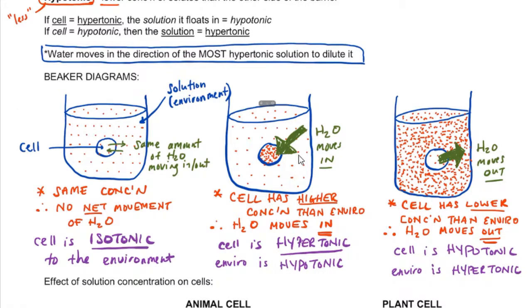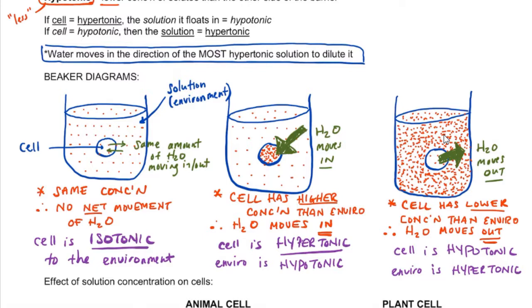And we see the same thing in the other situation. Here we have a hypotonic cell, hypertonic environment, and the water is now moving out. It's seeking to dilute the hypertonic environment. So just keep that in mind. It always moves from the hypo side to the hyper side. That'll help you when you're trying to analyze your lab and also give you good terminology for when you're trying to deal with things on the tests.